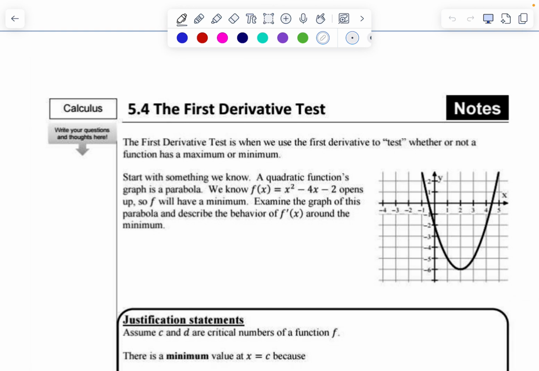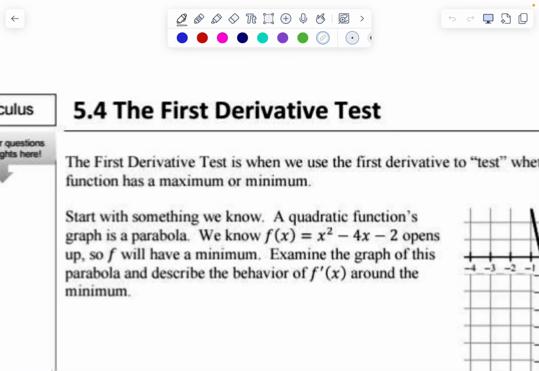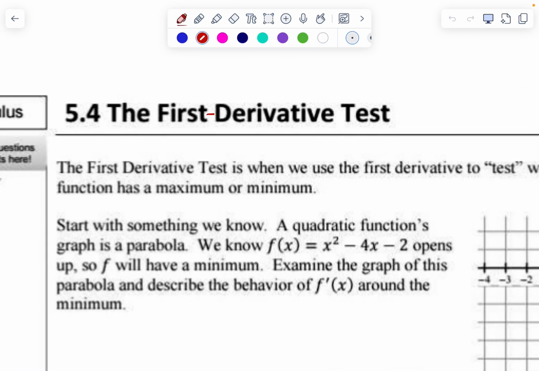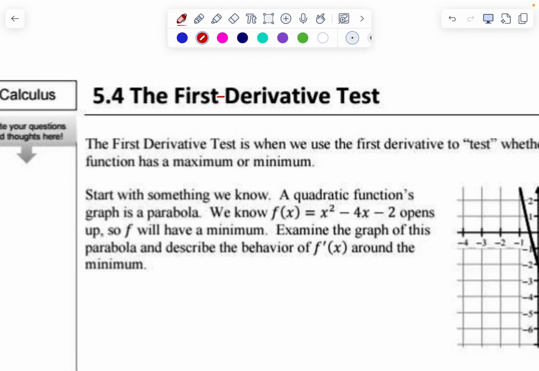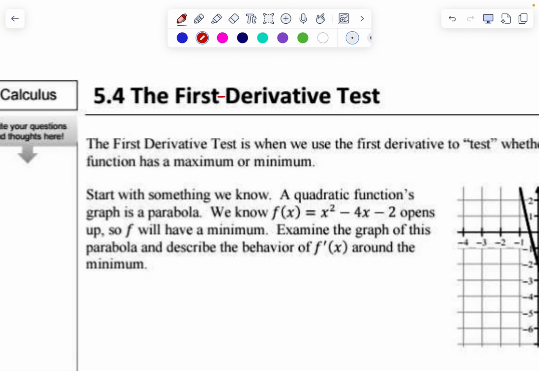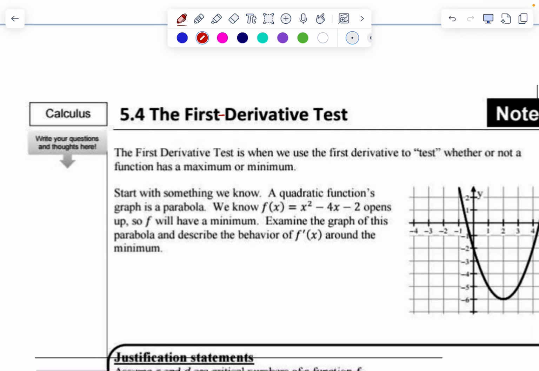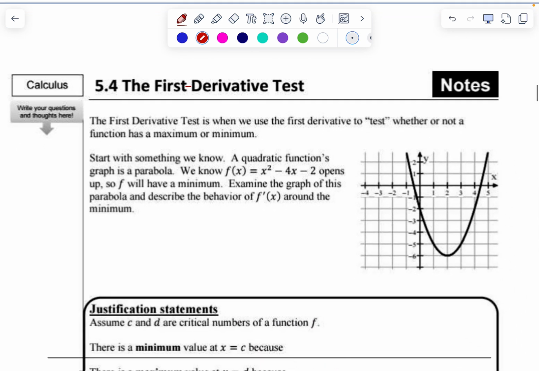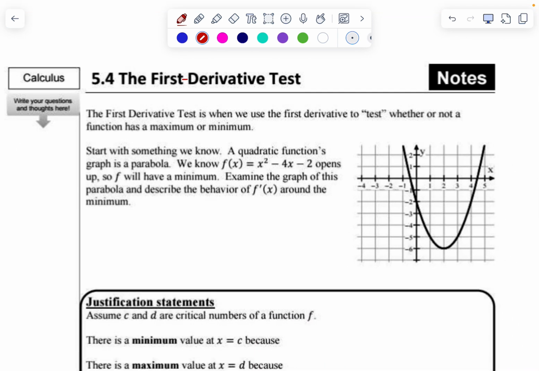All right, so we're calling this the first derivative test. And it should probably be hyphenated in case you're a linguist. This isn't a first test, but a first derivative test, meaning we'll see another test later where we take the second derivative. Okay? So the first derivative test is when we use the first derivative to test whether or not a function has a maximum or a minimum.